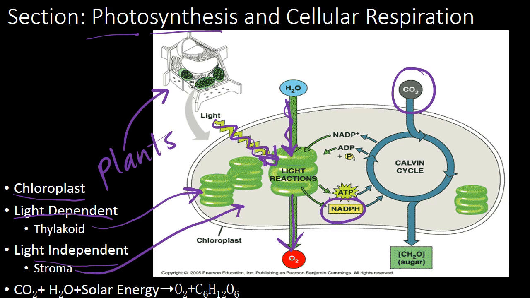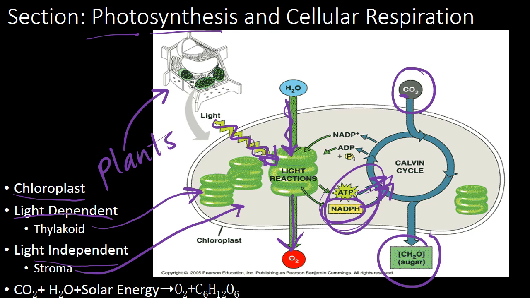I take carbon dioxide from the air, I use the electron carrier and the ATP I made earlier in light dependent, and I use that energy from these two to push 6 carbon molecules and 12 hydrogens and 6 oxygens together to make glucose. So I'm taking the carbon from carbon dioxide, I'm using the energy from the first step and pushing it together to store it in the form of glucose.